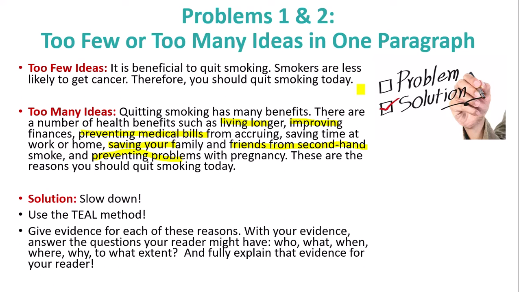What evidence could you find to answer those questions? Who, what, when, where, to what extent? Why is it beneficial? How many people are less likely to get cancer? Do you have statistics of that? Do you have an example of someone who stopped smoking and then didn't get cancer and someone else kept smoking? Do you have any facts or statistics, right? There's a lot of questions. How much longer is the person going to live? How much are medical bills from these problems? What are the effects of secondhand smoke? What are the problems with pregnancy? So yeah, a lot of unanswered questions there that you should really take the time to explore in your paragraph a little bit more slowly.